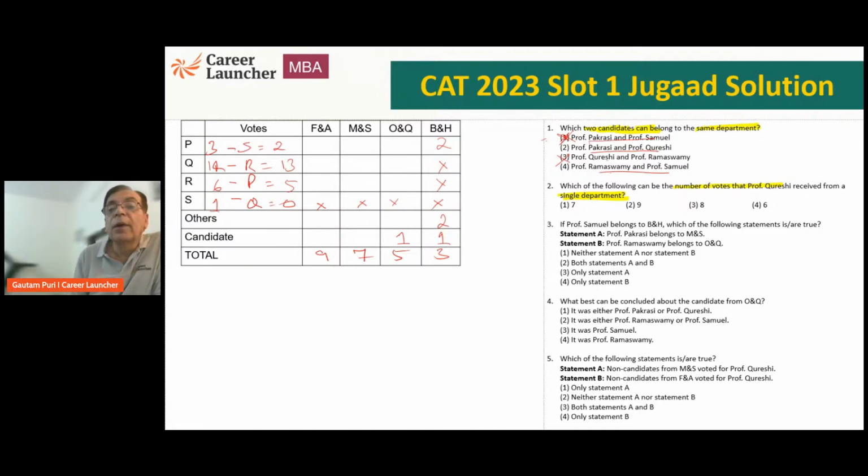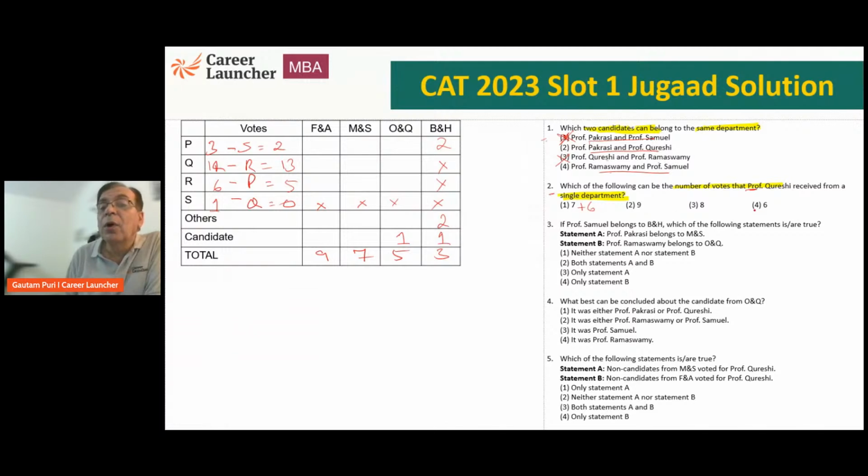Do you remember question number 2? Professor Qureshi needs 13 votes from the non-candidates. Now please tell me which of these choices can be eliminated. If from a single department he's getting 7 votes, from the other department he would have got 6 votes, isn't it? Because he needs a total of 13, and 13 votes will not come from one department. So Professor Q will get votes from 2 different departments. Is it a possibility that he can get 7 plus 6 votes?